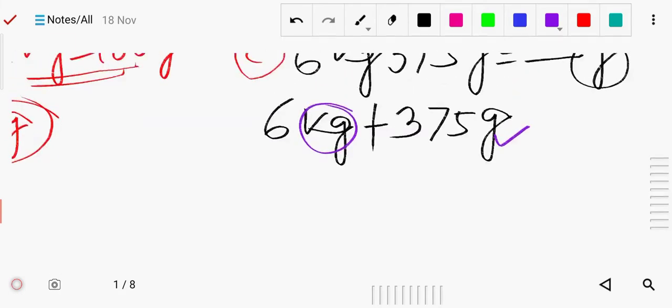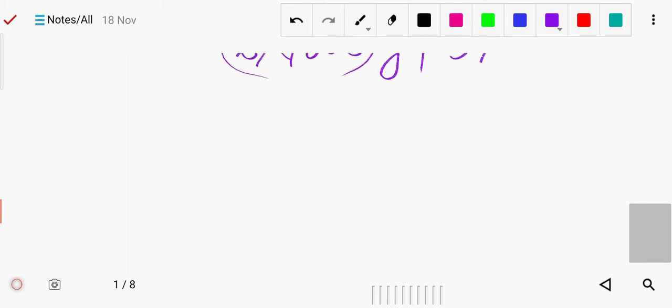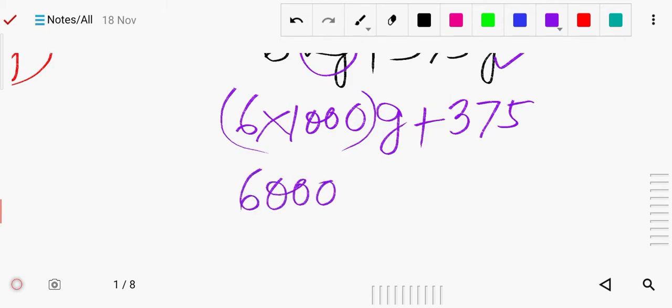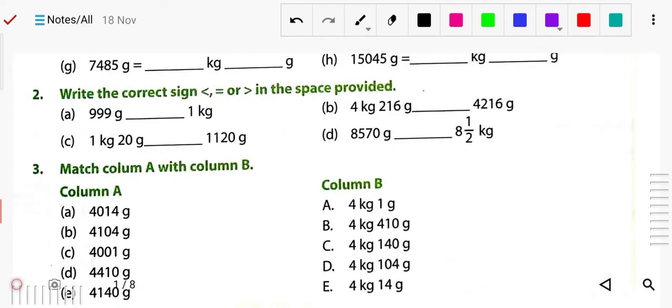So kg to gram, 3 steps down we will come, means highest to lowest, means we will multiply by 1000. So 6 into 1000, and now this becomes gram plus 375. So it will be 6000 gram plus 375, this is also gram, so it will be 6375 gram when you add. So your answer will be 6375.